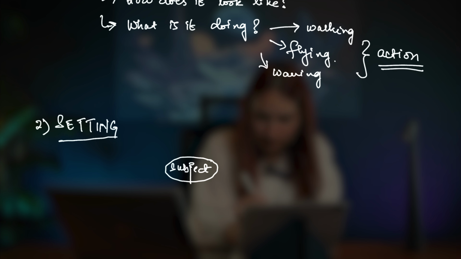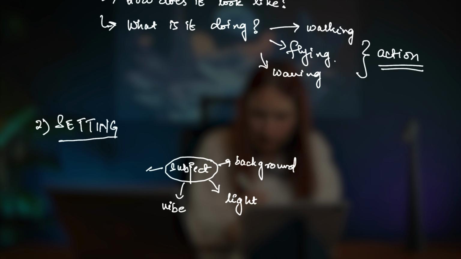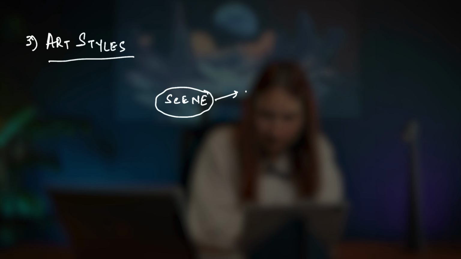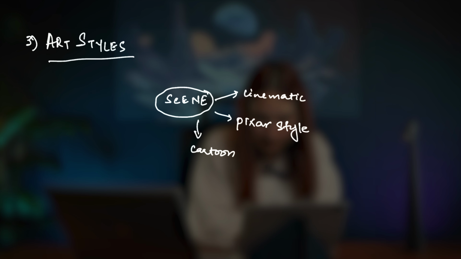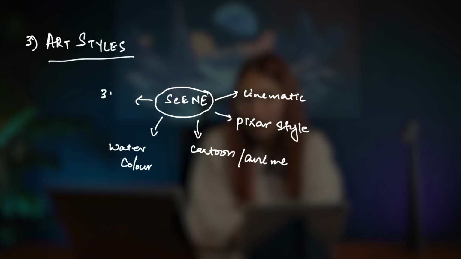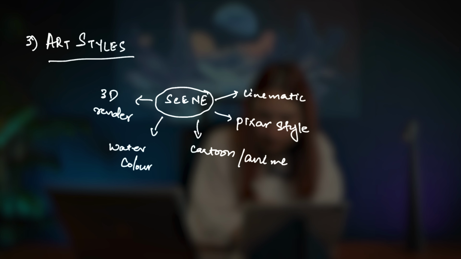Next is the settings, in which we include everything around the subject. Here we have the background, the lighting, the vibe, and even the weather or time of day. Now you have to precisely mention any details that can add to the overall vibe and feel of the scene. With that being said, this is also where you define your art style. Think cinematic, Pixar style, cartoon, anime, watercolor, or even a 3D render. Adding a clear style helps the AI lock in the right visuals across all of the frames.